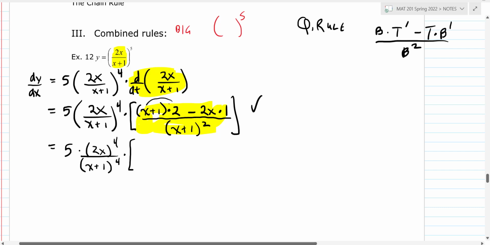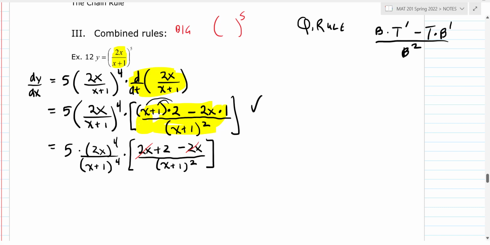So this has some distributive property stuff in it. So that's 2x plus 2 minus 2x all over x plus 1 to the second power, like that. Notice we do have a cancellation there. So let's write what we're left with and see how far we can take this. So we've got 5 times. Now you can multiply this out now.